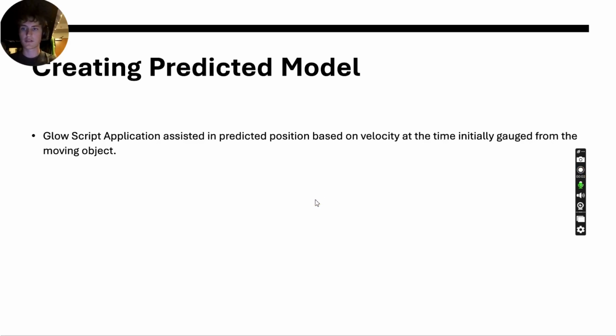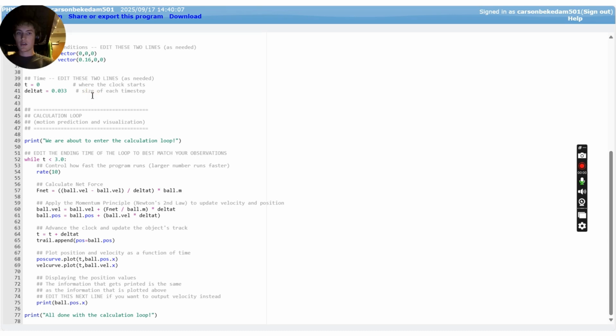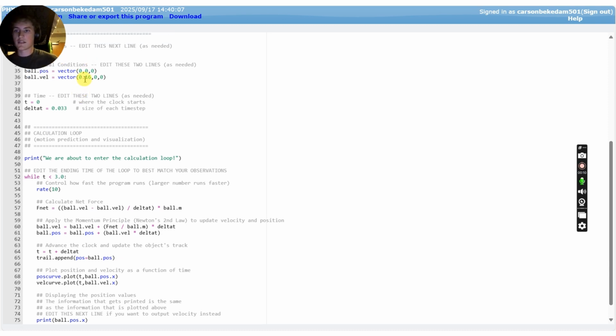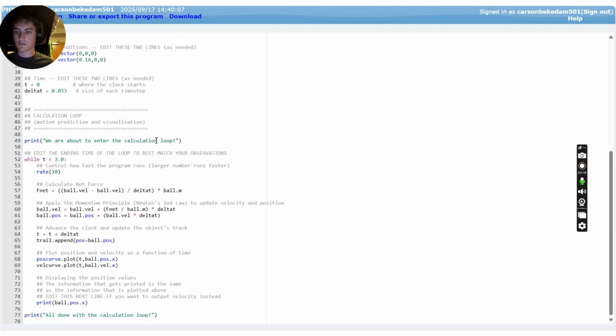Finally, we have our results, and we take that and put that in the GlowScript application to see what the predicted results are based on the initial velocity that we gathered from Tracker. As you can see, we've also represented the program in GlowScript with a delta t of 0.033, which is the same as what we used in Tracker. The initial velocity in this case is 0.16 meters per second, as indicated in the ball's velocity, and the initial position is at 0, 0, 0.